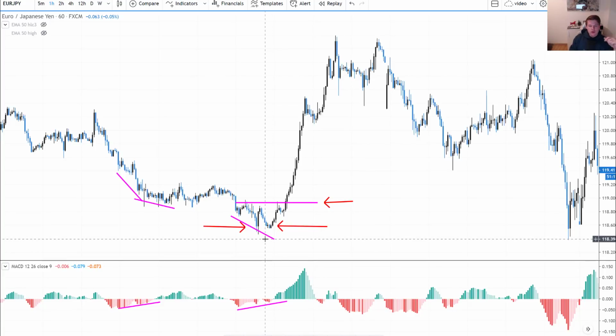It is very, very important that you don't use divergences just on their own. They are not strong enough signals to use on their own, but use them in combination with other confluence factors, with other technical tools, with other indicators, and then you can improve the setup quality and find much, much better trades.